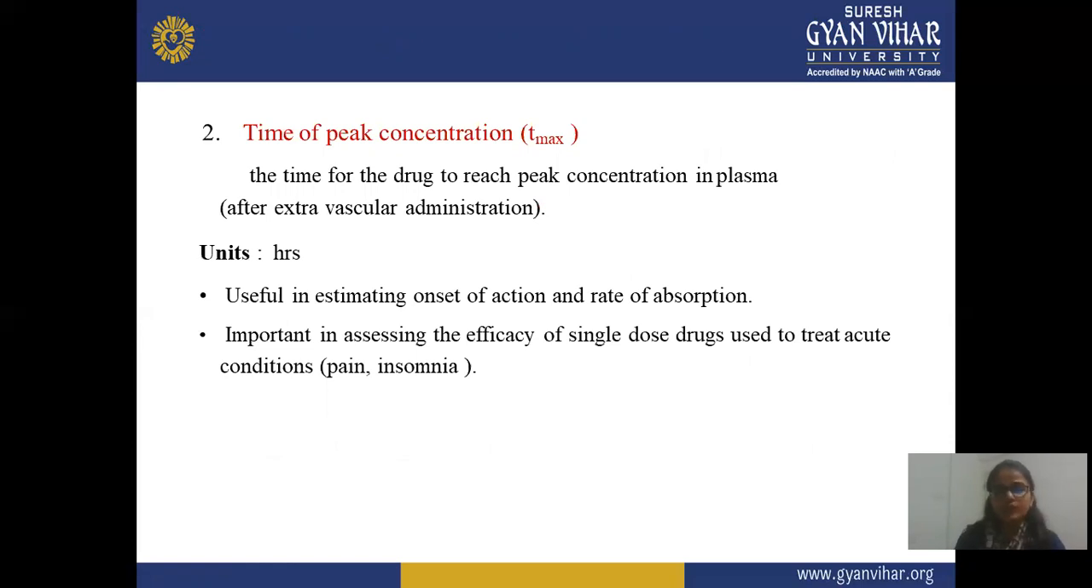Or maximum concentration of the drug in the plasma. So Tmax is the time for the drug to reach a peak concentration in plasma after extravascular administration. Suppose you are taking a drug by an extravascular route other than parenteral or IV route. Then you check how much drug is available to show the effect, and after reaching the maximum concentration, how much time is required for a particular plasma concentration or for a particular drug. So you check the time required to reach the peak plasma or maximum concentration.